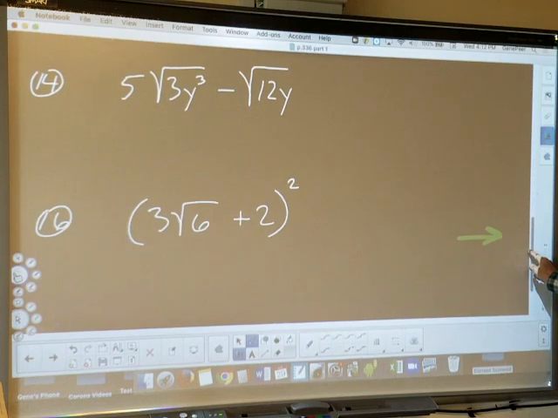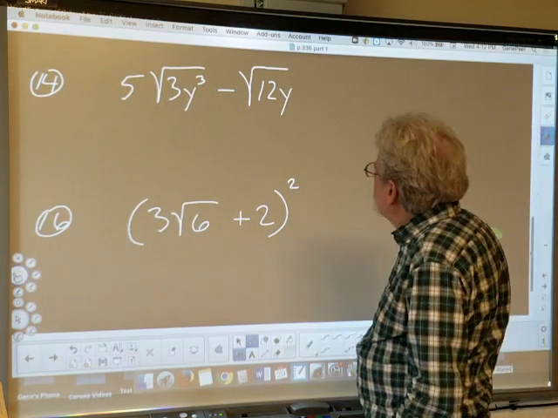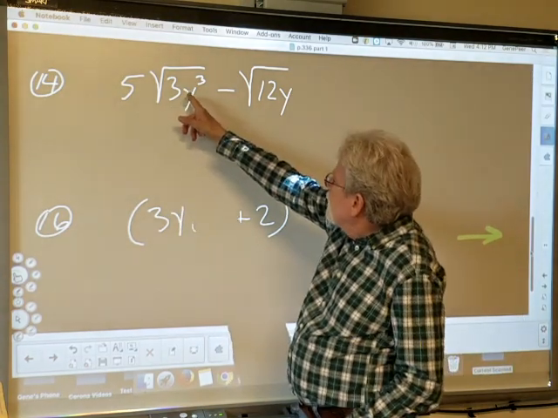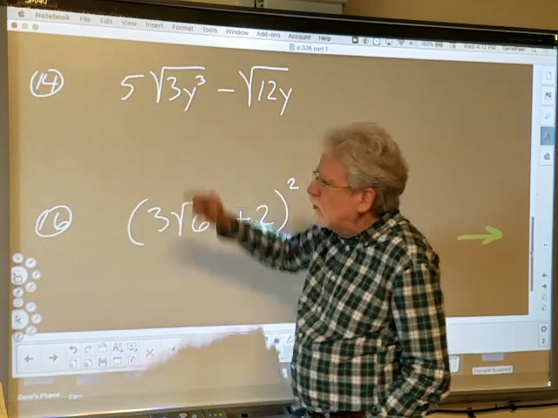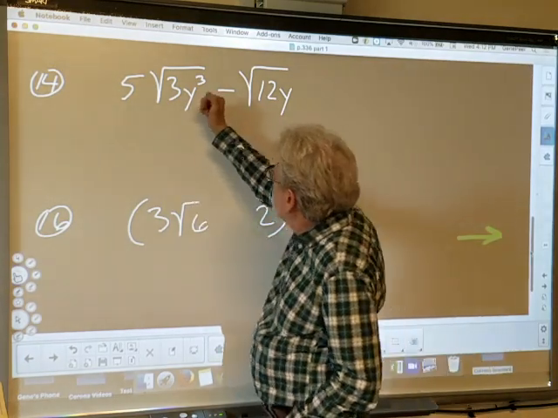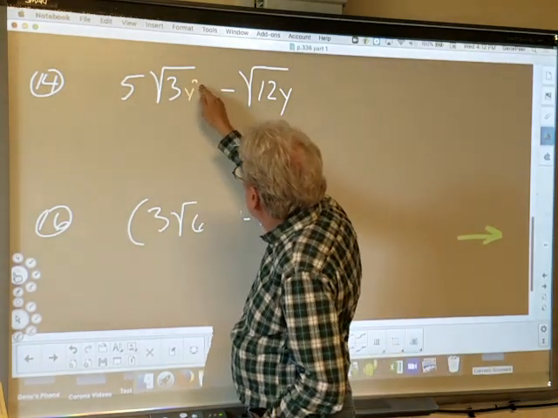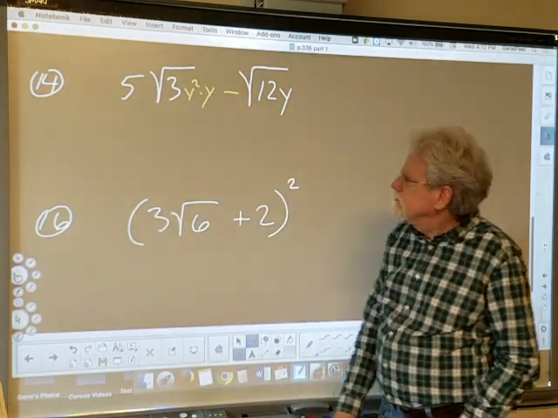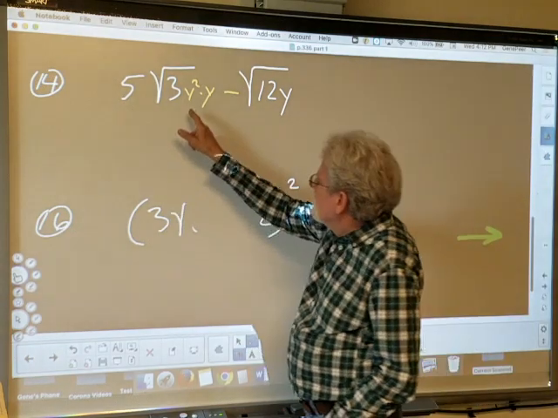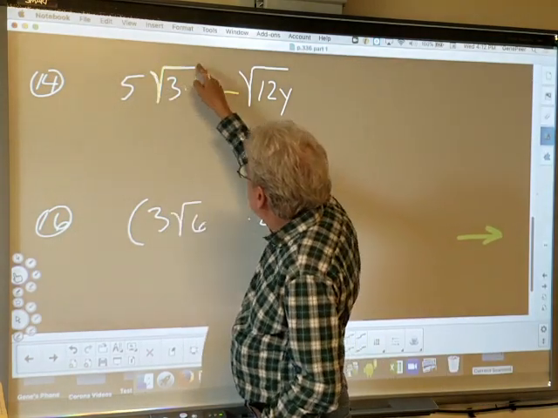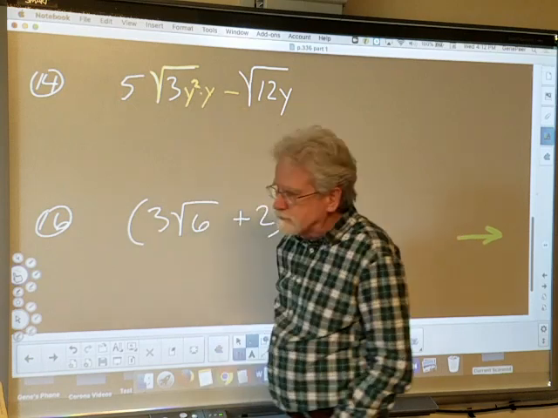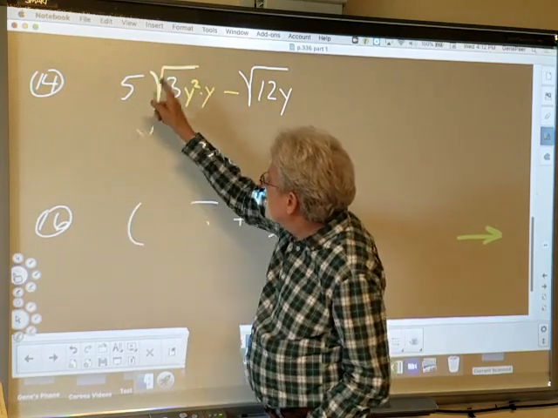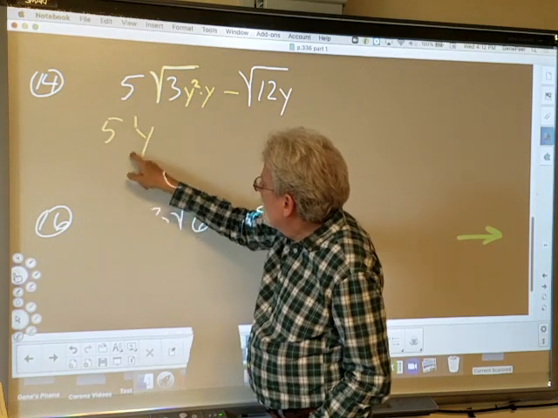Number 14. All right, with 14, yes, once again, we have to simplify first. There's nothing to simplify here. Oh, yes, there is. What about the square root of y cubed? Yes, we think of that y cubed as being y squared times y. Why do we care? Once again, because we know the square root of y squared. Pa-ching! The y pops out. And it's an even index, so we need absolute value.